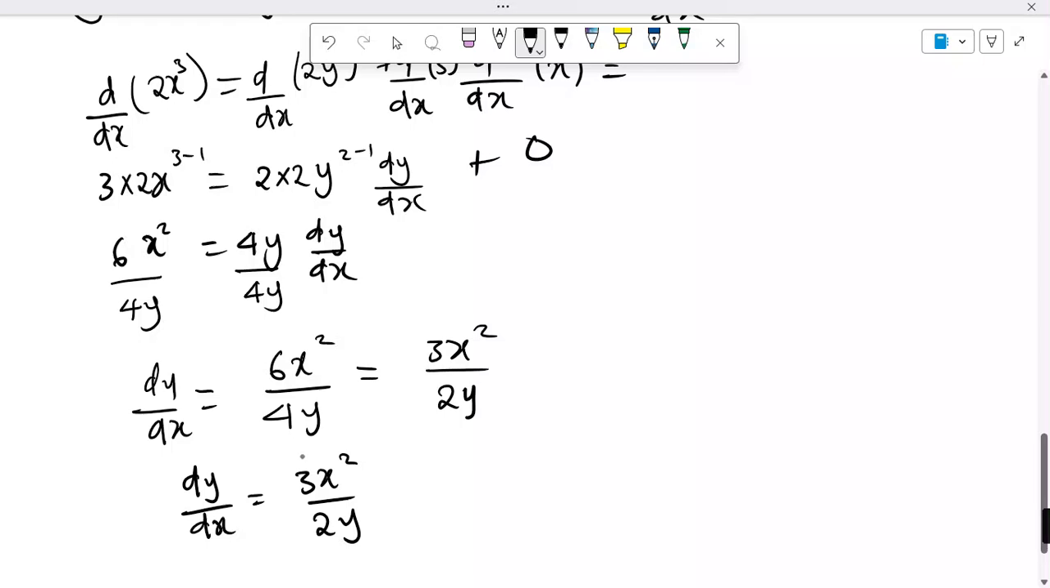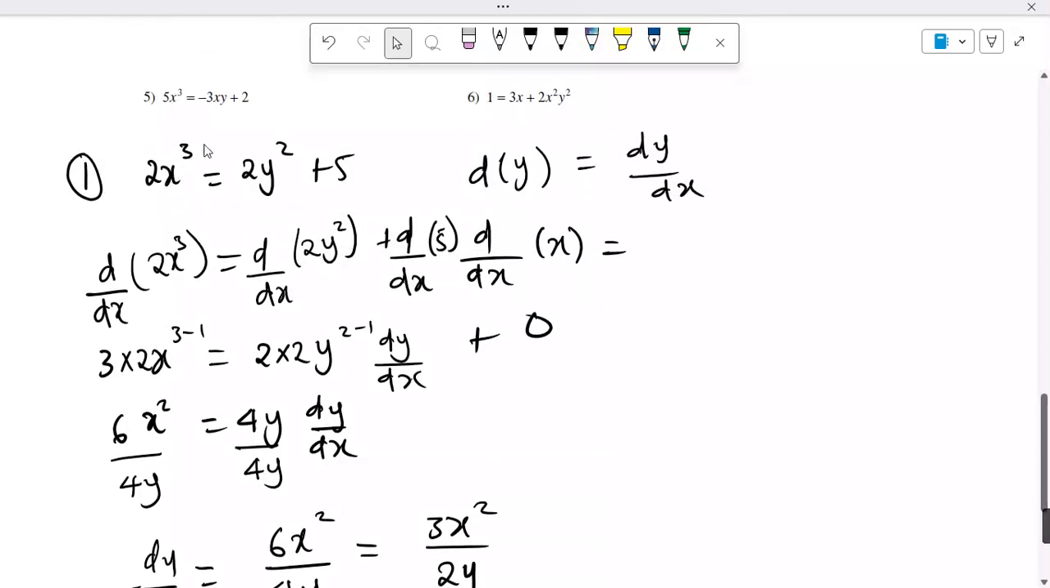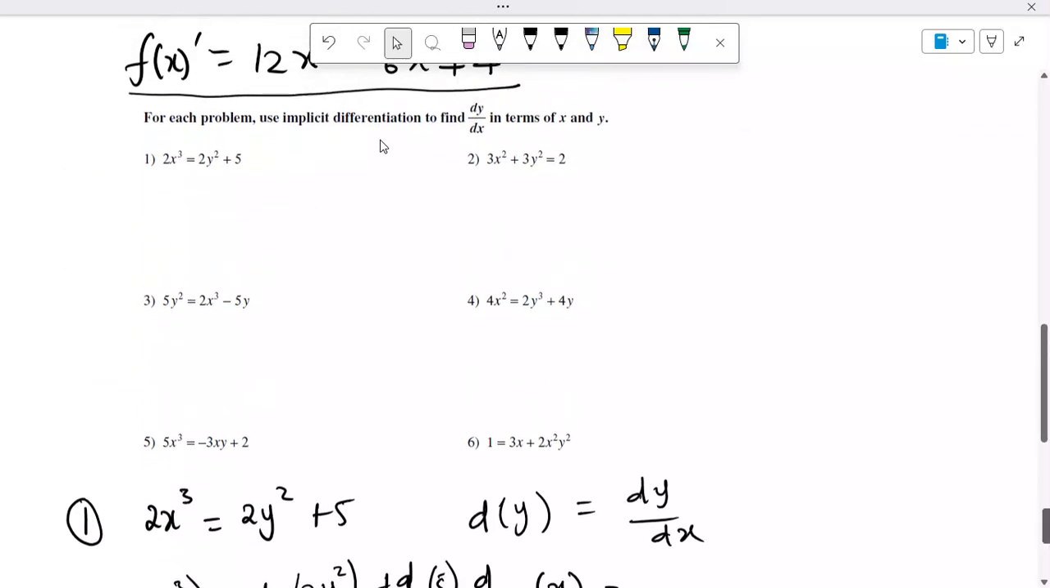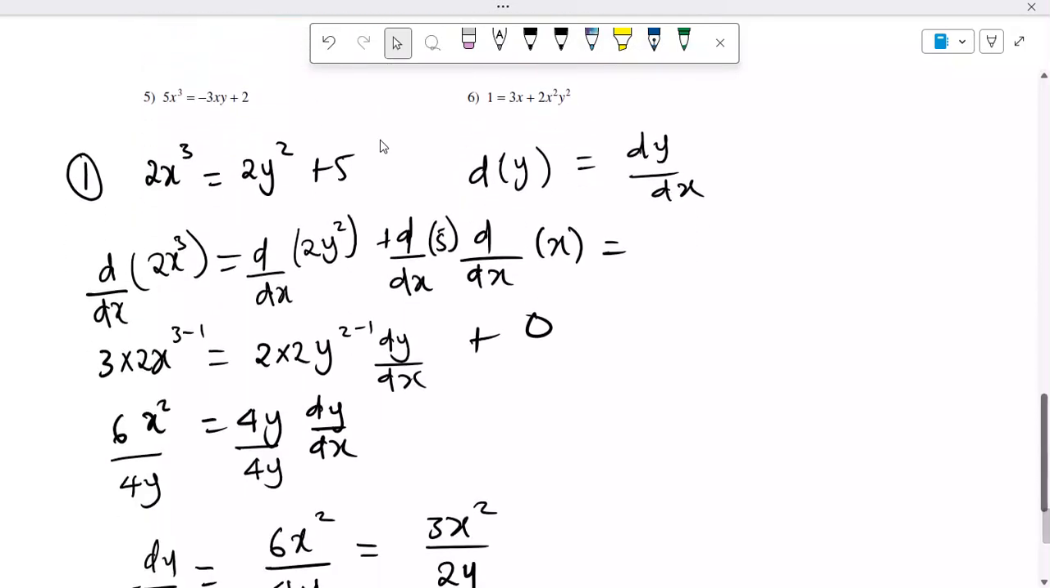So wherever you are differentiating anything, as long as it has x only, we don't put dy dx. But if we're differentiating something with y, we put dy dx. That's the only secret. So like you've seen here, we can't put dy dx here because we're differentiating x with respect to x. But here we are differentiating y with respect to x, so we put dy dx at the end of this function after differentiating it. Okay, so let's go to number 2 so that you understand better.